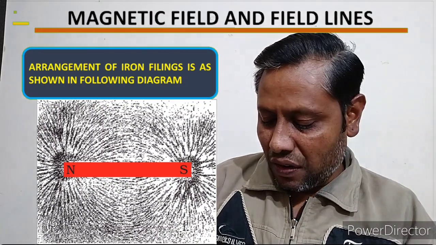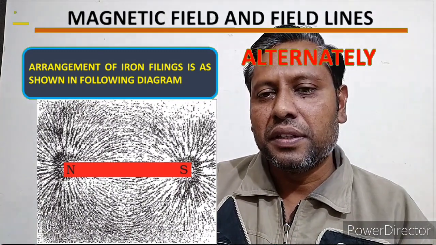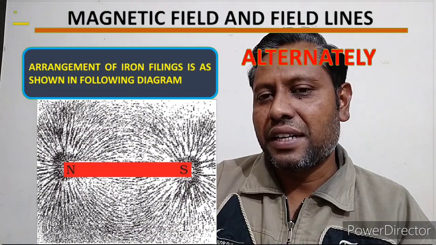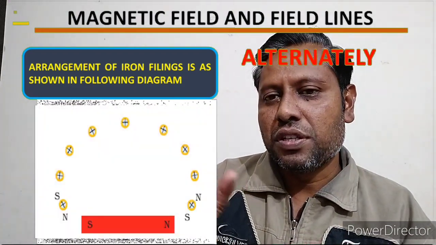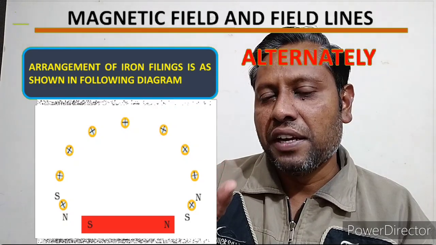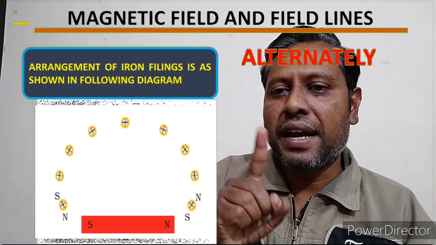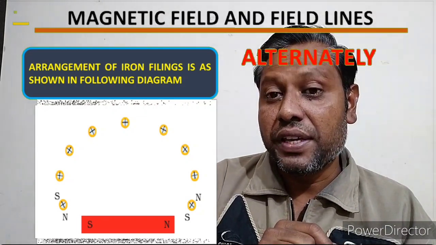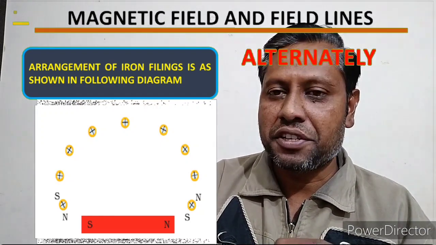Alternately, if I want to find out the type of the magnetic field around that magnet, I can take a simple bar magnet and put a compass or magnetic needle at different positions around it. By looking at the orientation of that magnetic needle, we can trace out the magnetic field pattern around that bar magnet.